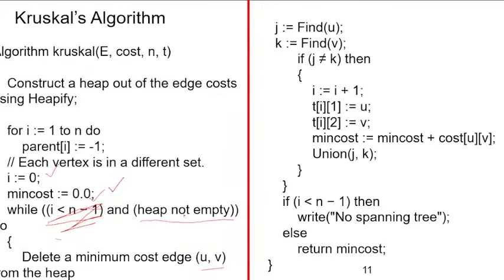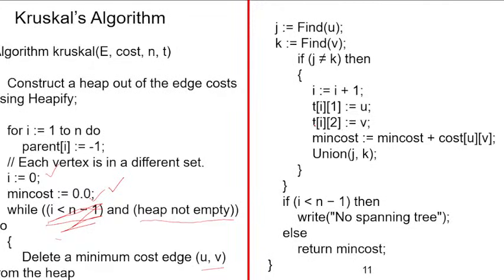Then you have to find u comma v, which means j and k. These two are the other two methods to find u and v and assign to j and k. If j is not equal to k, then only we can move forward. If j is equal to k, it is a loop, so we are not supposed to add it.